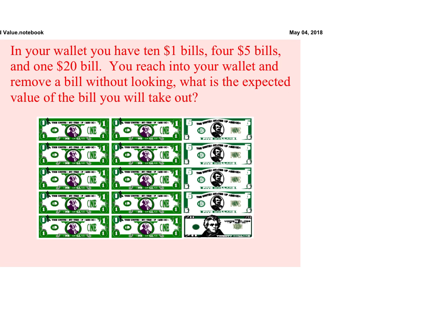All right, let's look at this problem. In your wallet, you have 10 $1 bills. Okay, so the wallet's got a lot more money in it now. 4 $5 bills and 1 $20 bill. Okay, so this is actually, if you look close, these are 5s. And that's a 20. All the other ones are 1s.